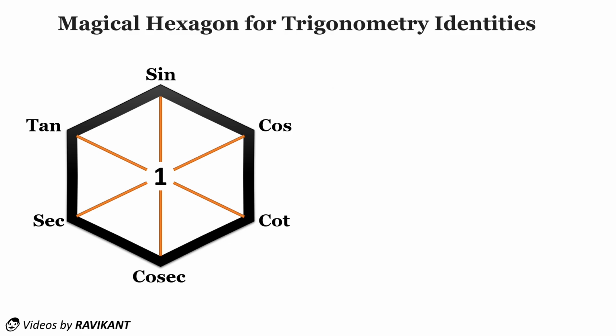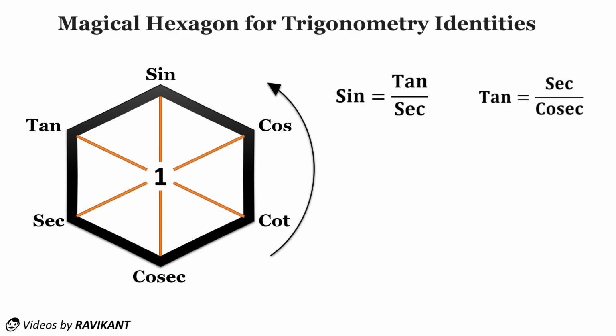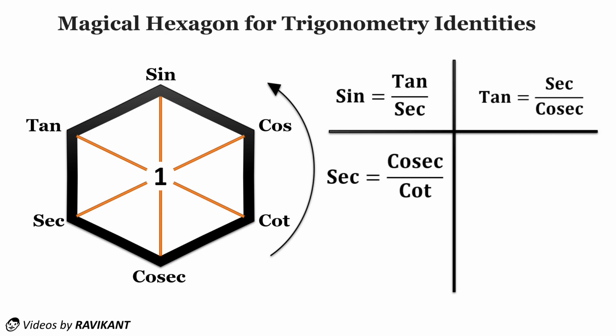Next we move in the anti-clockwise direction. So let's start with sine and move anti-clockwise through tan and sec. Then we can write the formula sine is equal to tan by sec. Next we have tan. So after moving anti-clockwise, we can write tan is equal to sec by cosec. Next is sec. So sec is equal to cosec by cot.